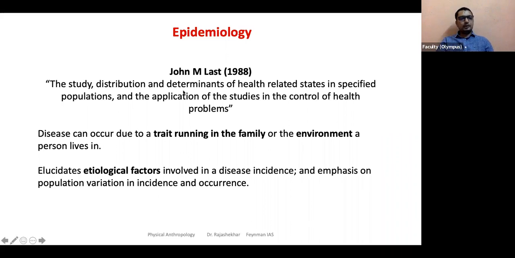Epidemiology deals with etiological factors. Etiological factors refer to the origin, probing where the disease probably started. So etiological factors involved in a disease incidence: where did the disease come from? Like what I just mentioned about COVID-19. And emphasis on population variation in incidence and occurrence. Also understanding population variation, like whether different populations are at the same risk or not.